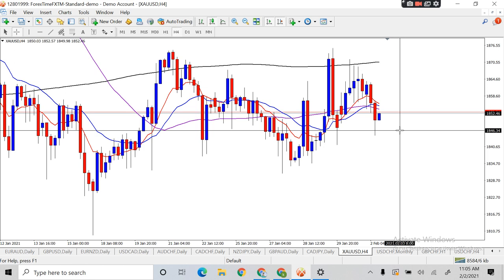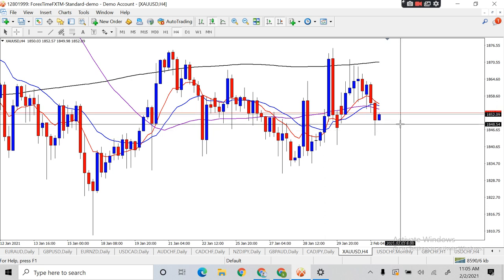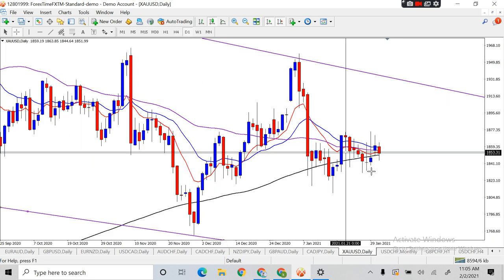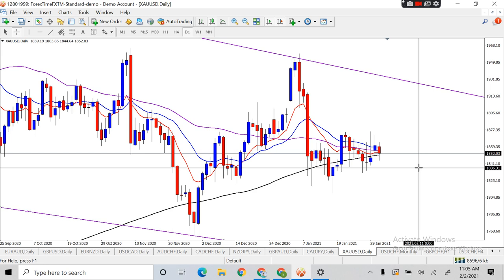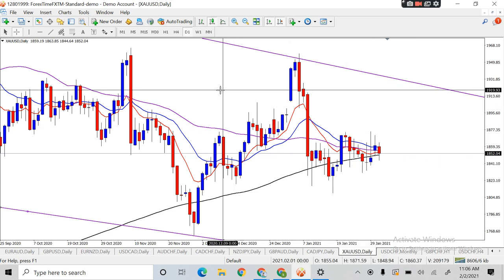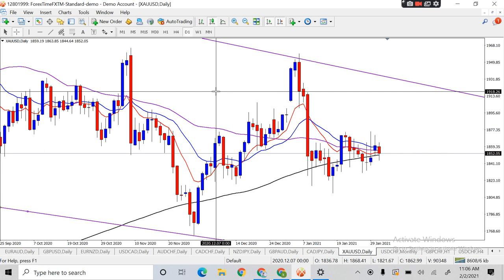So right now, I'll be waiting for this market to get ripe for a sell, or if I cannot wait, I can do a sell stop at 1846.85. Then I can go to sleep and wait for it to break that, take me into the sell stop and continue downward. So that's for XAU USD.